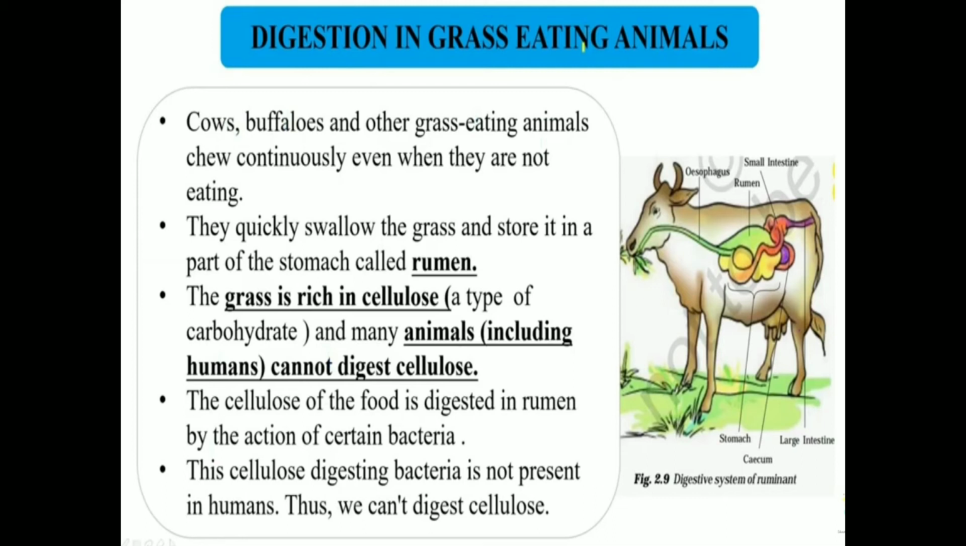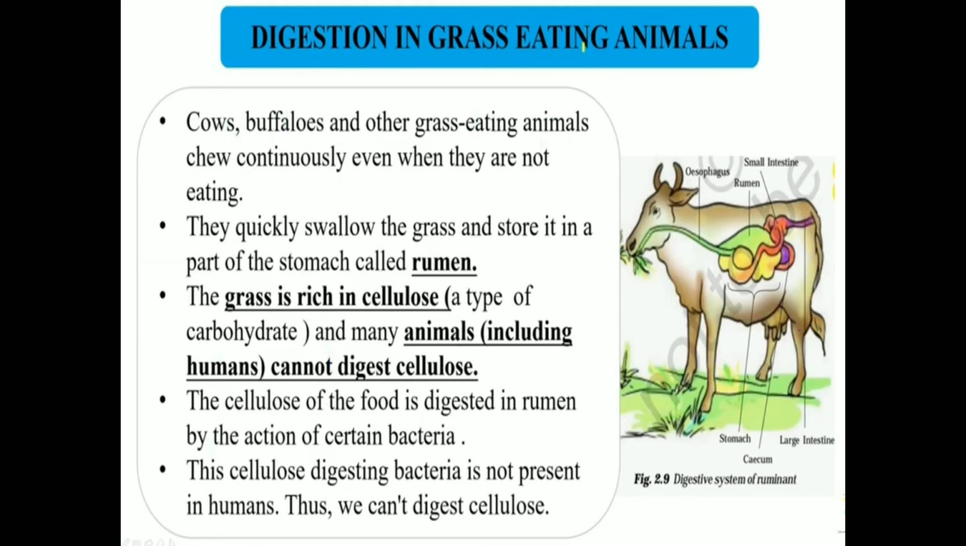Have you ever seen cows, buffalo, and other grass eating animals continuously chewing even when they are not eating? We will try to find out why they do so. Actually, when they eat grass, they quickly swallow the grass and store it in a part of the stomach called the rumen. Why? Because the cellulose of the grass is digested in the rumen by the action of certain bacteria, and these bacteria are not present in human beings. That's why humans cannot digest cellulose.